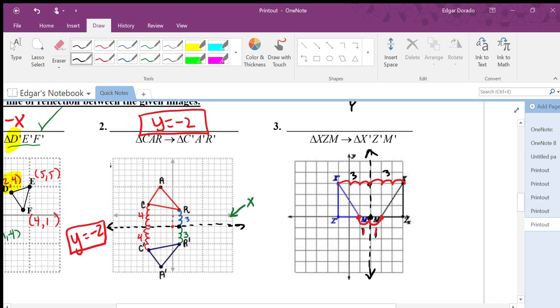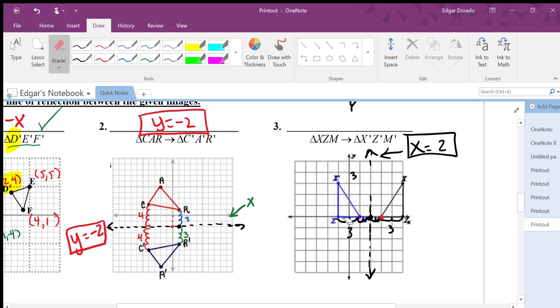If you need to prove it to yourself again, do it with the z's. Look. 1, 2, 3. 1, 2, 3. Same distance, so this has to be my line of reflection. The challenge now is to find out what do we call that? Well, that's the line x equals 2.